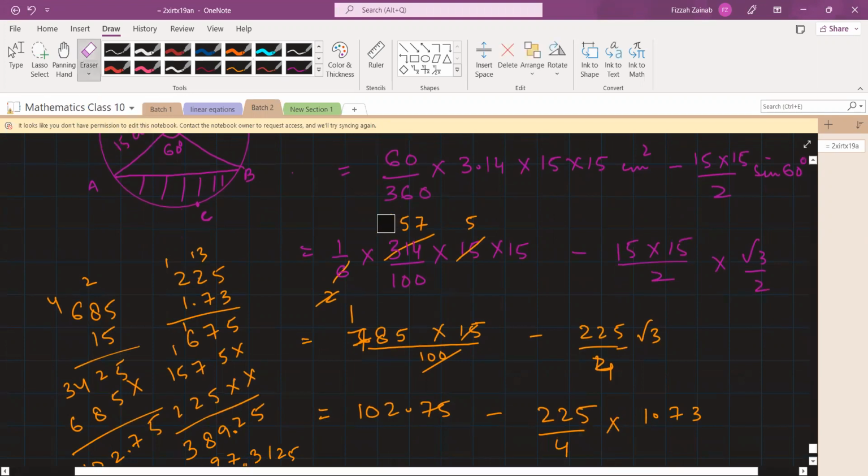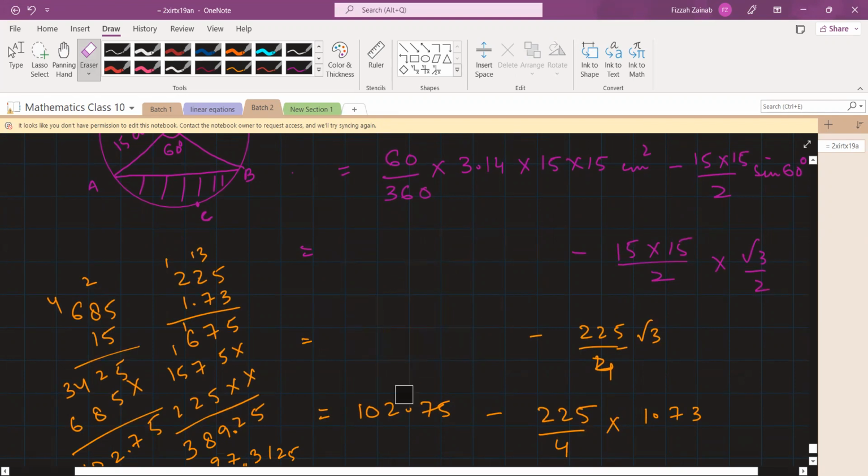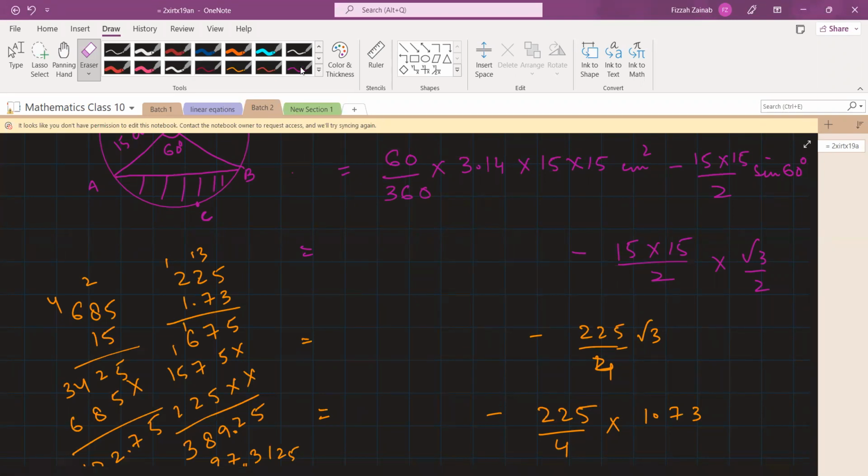See, no problem. I'm just erasing this much part. There's a mistake here, right? Just the first one. Let us write this again. So this 0, 0 cancels out and this becomes 1 upon 6, right? Into 314 divided by 100 into 15 into 15 is 225. Now I think it's clear.